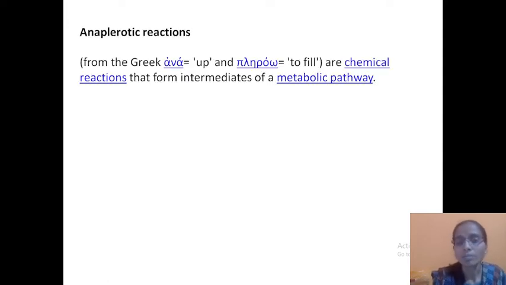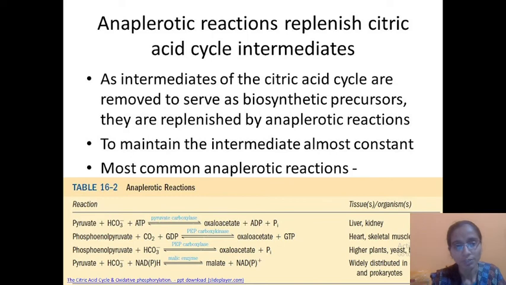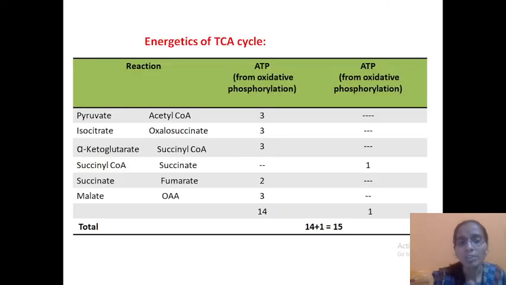Now, during the Krebs cycle, a number of intermediates are used for different metabolic pathways. As I have already told you, intermediates like alpha ketoglutarate can be used for the synthesis of glutamic acid. So a number of molecules are used. These reactions are also called anaplerotic reactions. Now, we will study the energetics of the TCA cycle.